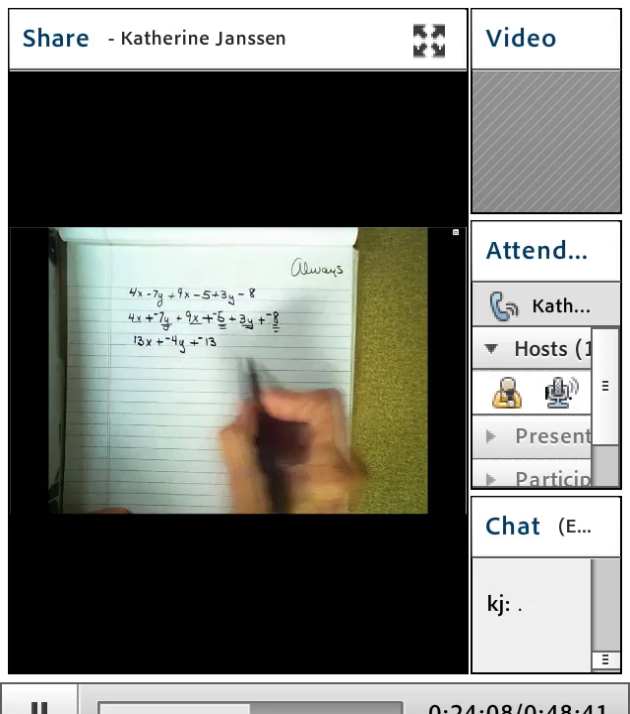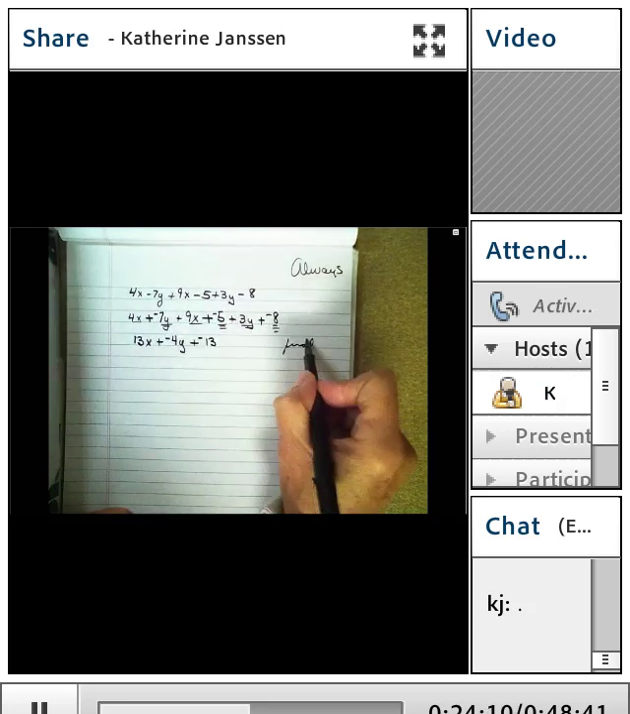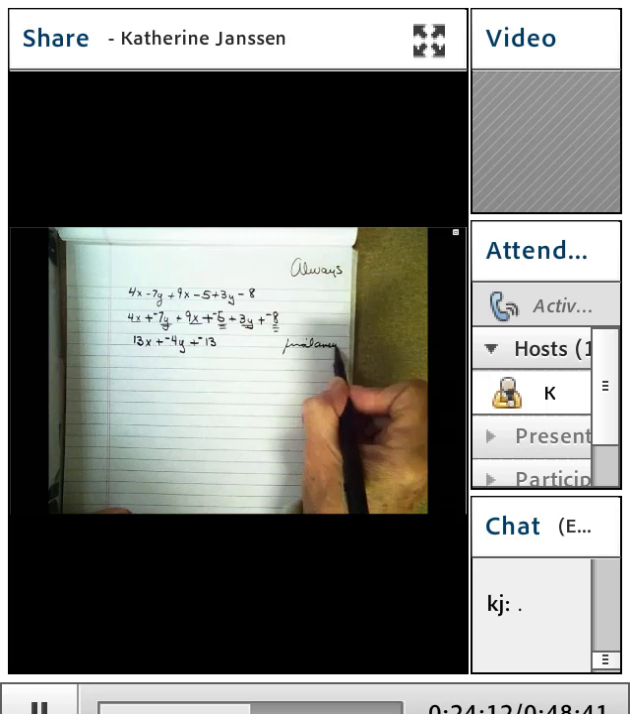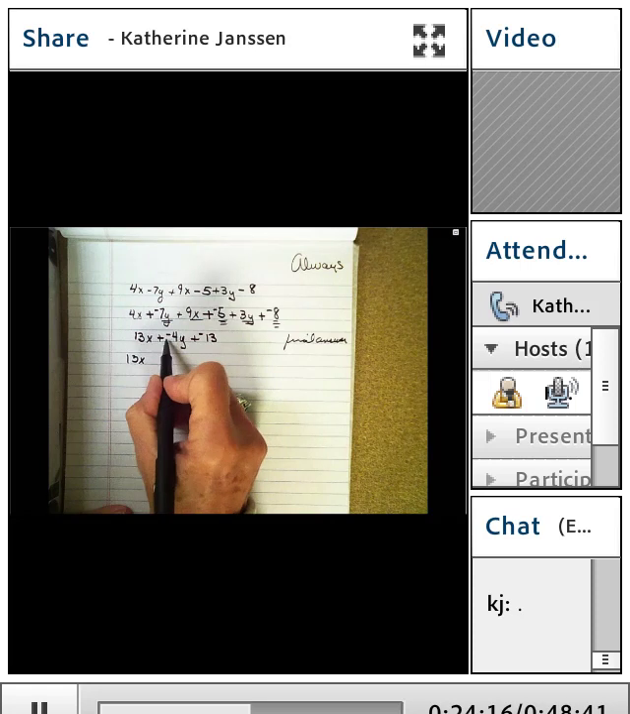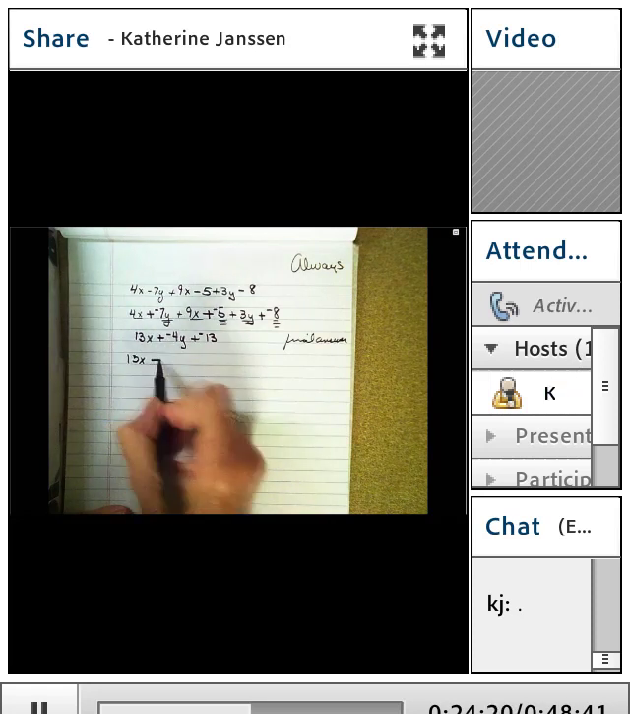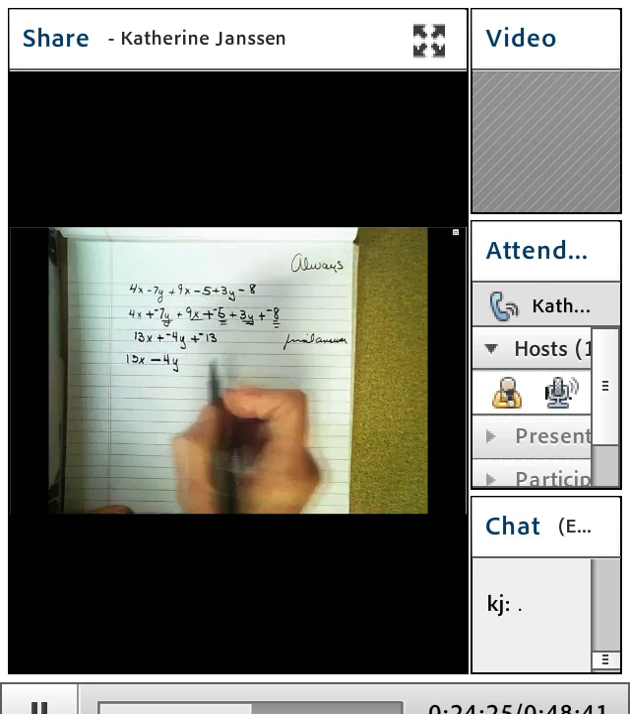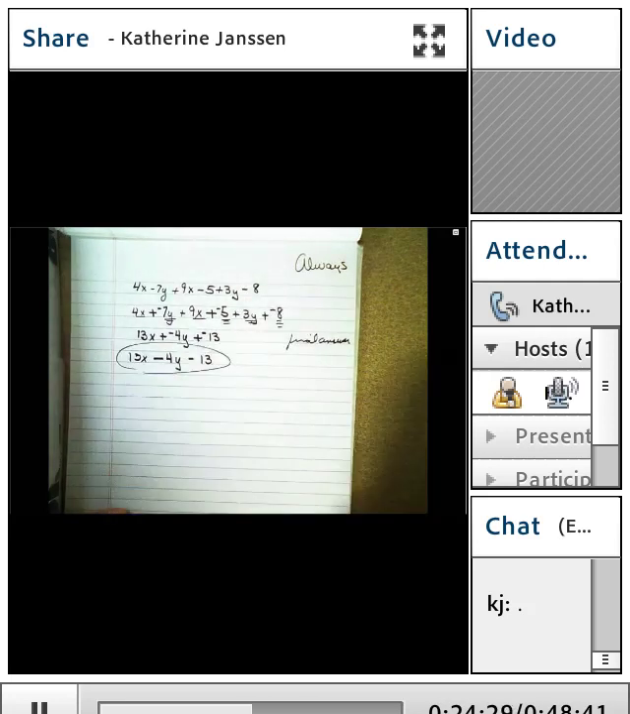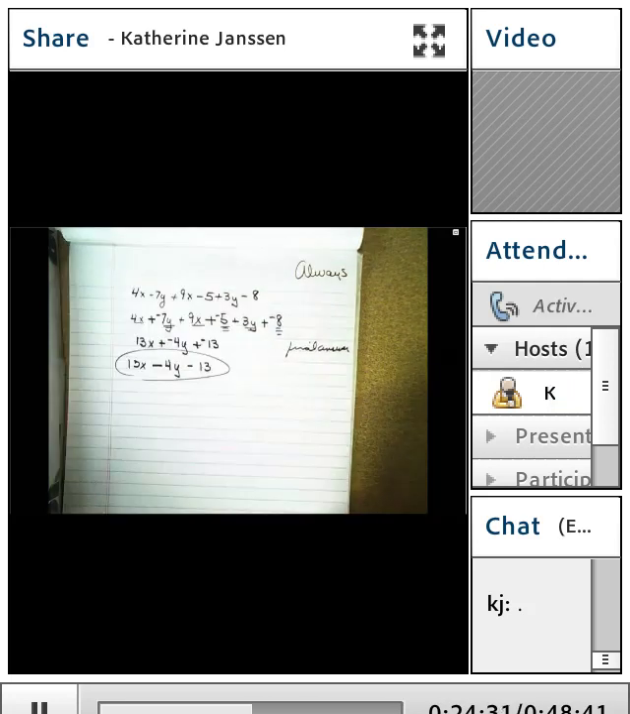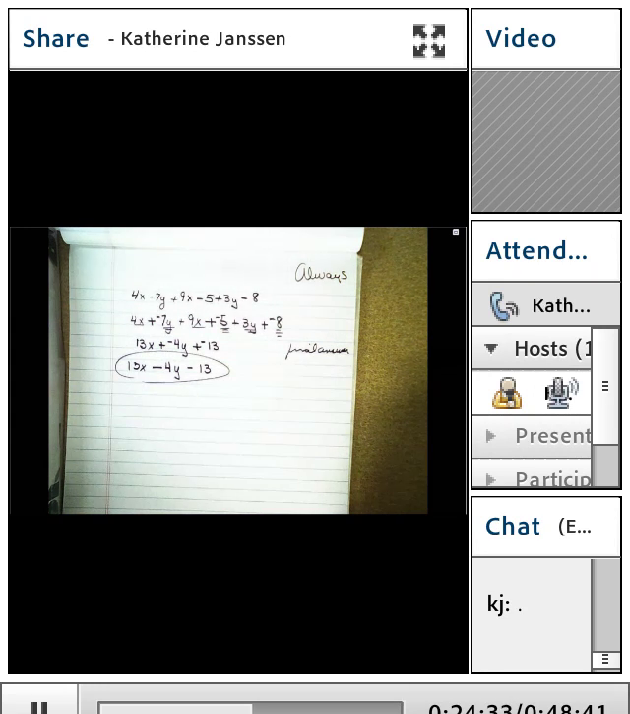And let's write our final answer. 13x. Remember, we changed subtraction to addition and add the opposite. I can change to subtraction then. Subtract 4y, so I can change that back to subtraction. 13x minus 4y minus 13. Collecting like terms.